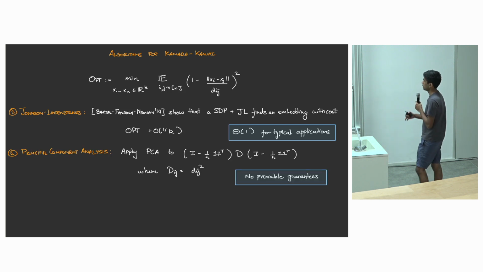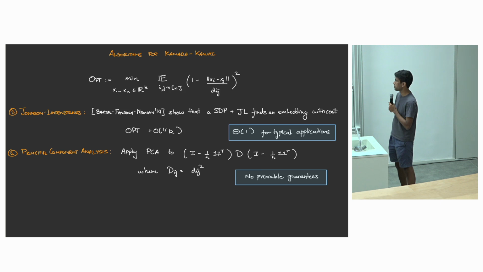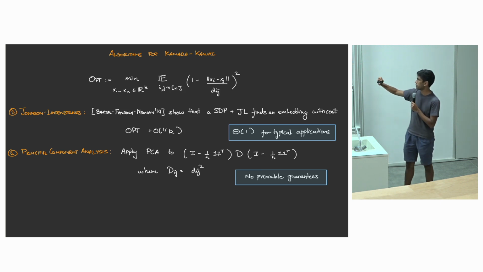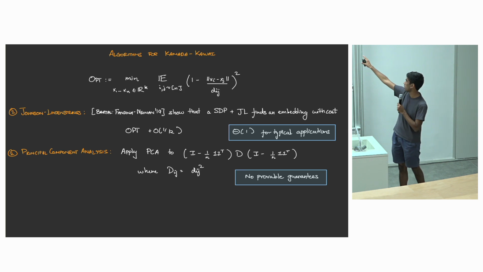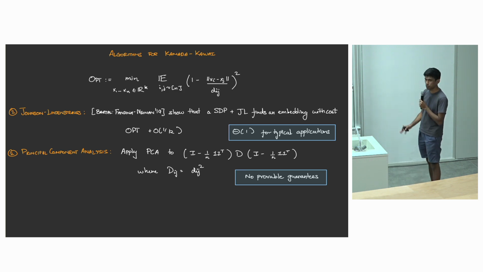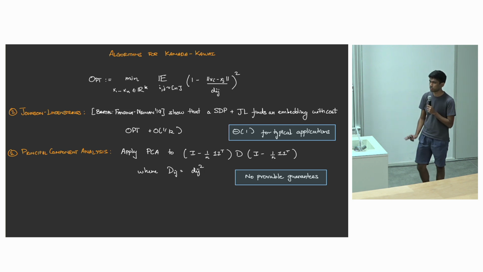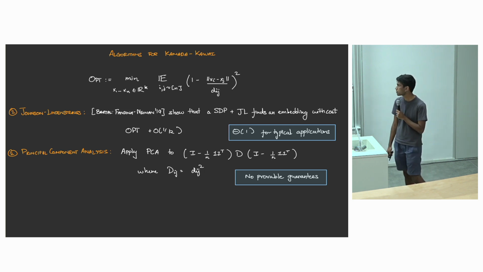On the other hand, another algorithm you could try is just principal component analysis on this strange matrix, identity minus 1 over n, 1, 1 transpose, and then the matrix of squared distances multiplied by identity minus 1 over n, 1, 1 transpose again. And while this works OK in practice, there's no real provable guarantees for this.